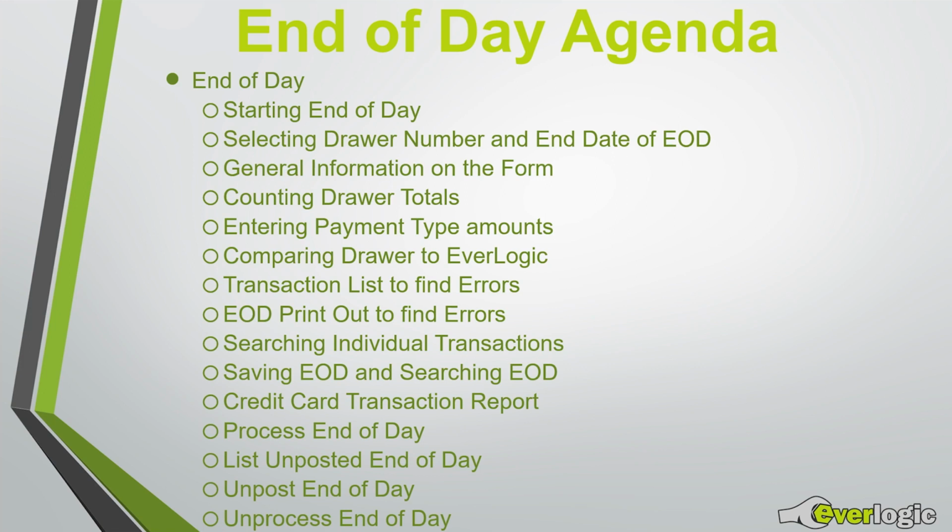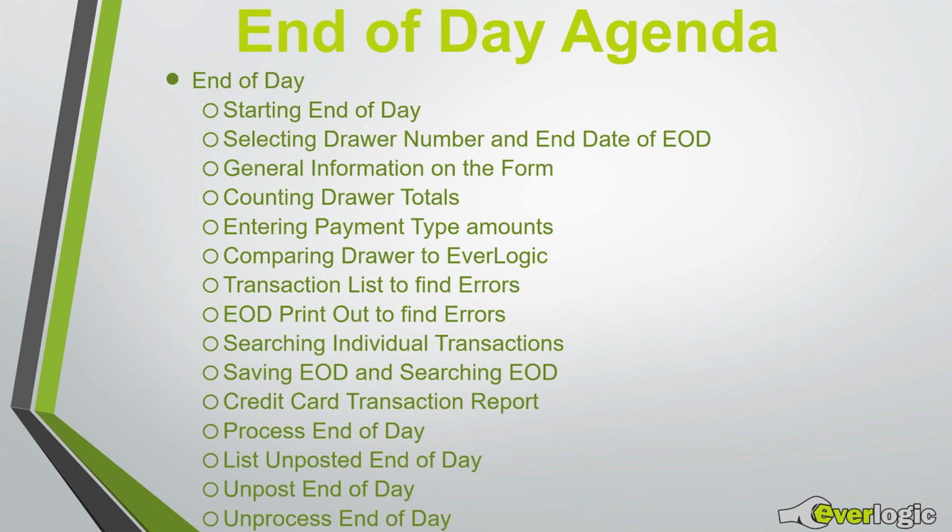So back over to our agenda. We covered a lot in a short period of time. With the end of day process, we started the end of day. We selected our drawer and end of date. There was some general information on the form that we went through, including counting our drawer totals and entering payment type amounts. We then compared the drawer to EverLogic. We also went through the transaction list to find errors, and also we were able to print out the end of day to help us find those errors.